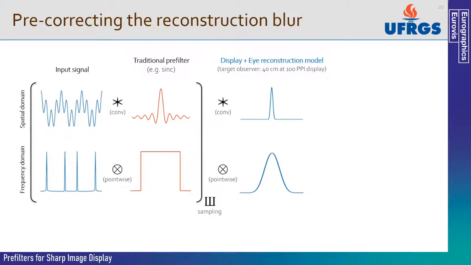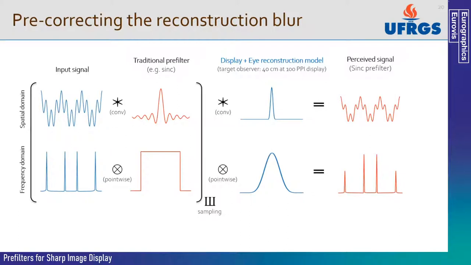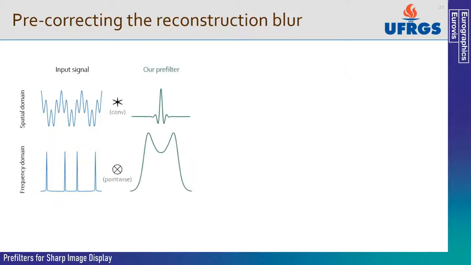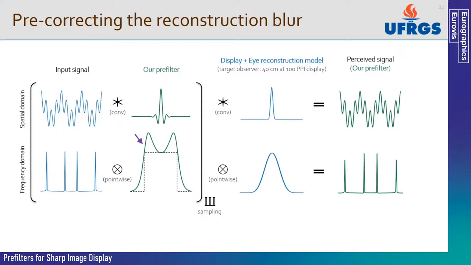Notice that the display plus eye reconstruction has a low-passing effect. Thus, the final perceived signal has severe attenuation of the highest frequencies. Our prefilter, however, has the effect of enhancing high frequencies prior to sampling. As such, it compensates for the attenuation that follows from reconstruction.